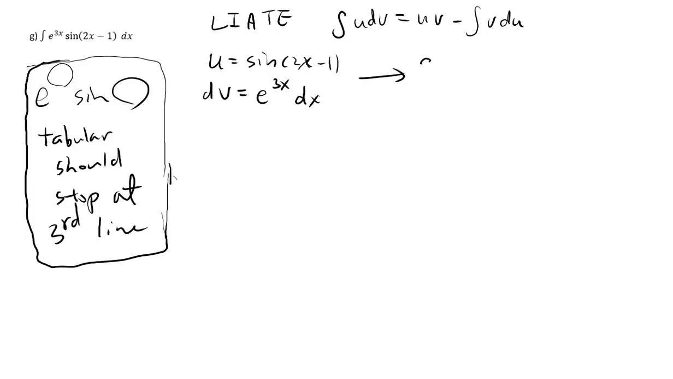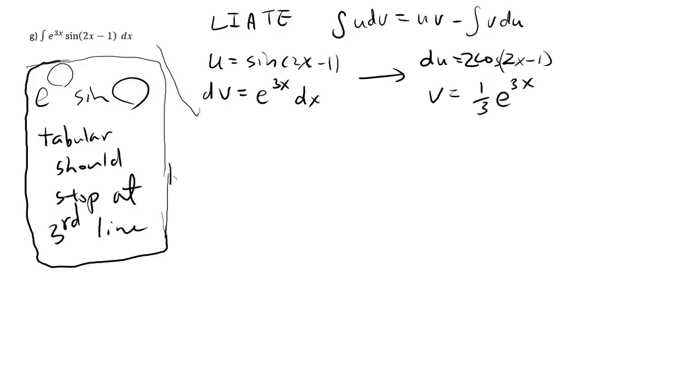If you differentiate u, you get du equals cosine of 2x minus 1, and because of the chain rule, the inside function has to be taken outside and differentiated. If you differentiate 2x minus 1, you get 2, and let's put that 2 here. The antiderivative of e to 3x is 1 over 3 e to 3x, again because you're doing the opposite of the chain rule. You have to put this 1/3.